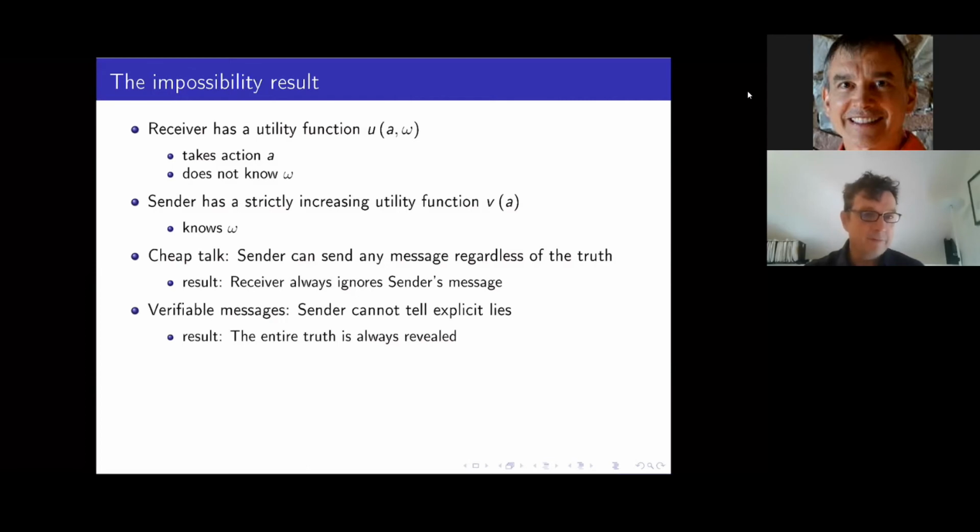If we have verifiable messages, so the sender cannot tell explicit lies, then in this setting the result is called the equilibrium result. The equilibrium analysis will tell us that the entire truth will always be revealed. Why? Because we know that the sender would like the highest possible action. So if the state he's informed about is one that would lead the receiver to choose the highest possible action, then he would reveal that.